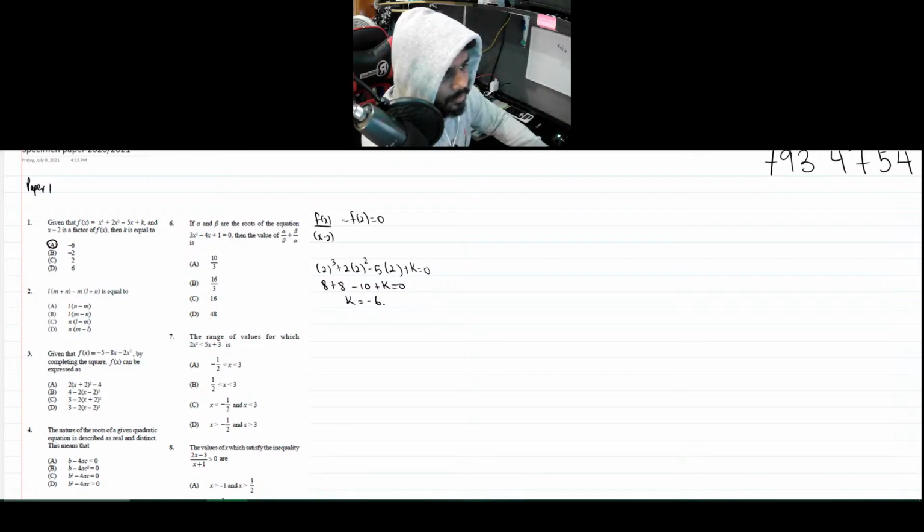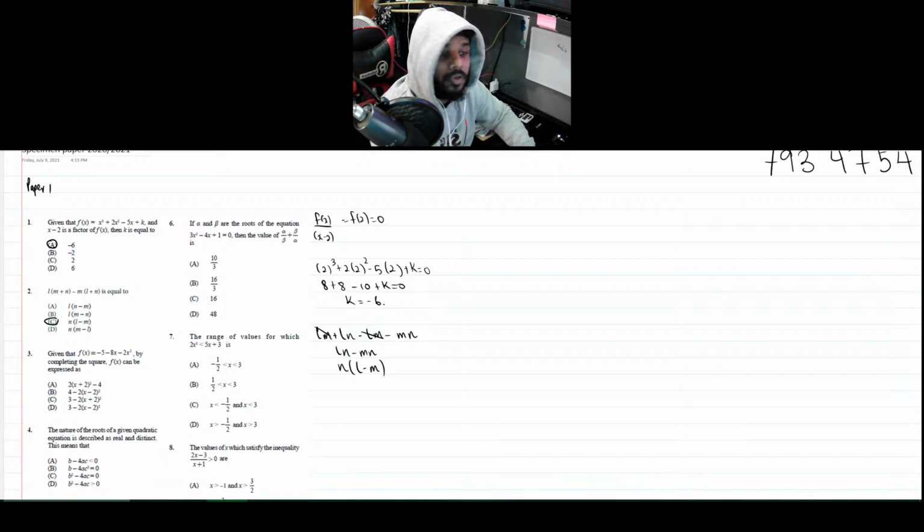So we have Lm plus Ln minus Lm minus Mn. So Lm minus Lm is 0, Ln minus Mn, n into L minus M. This one here, just take your time. I can see how people will get trouble with this because if you like to talk out your work like me, L, N, and M kind of sound a little similar, so your tongue might tie up a little bit when you're doing this question. Just take your time.